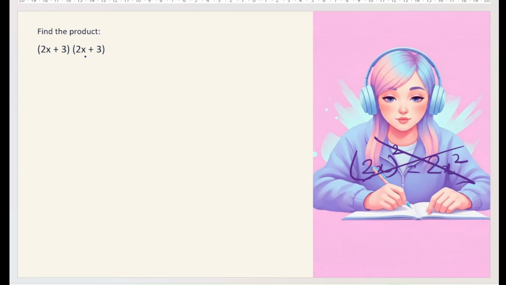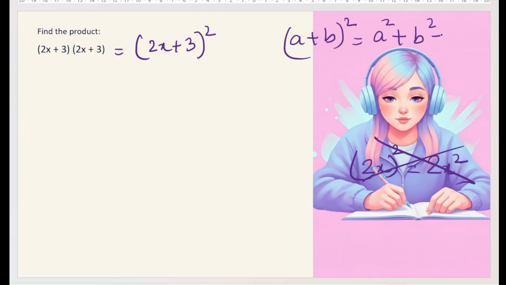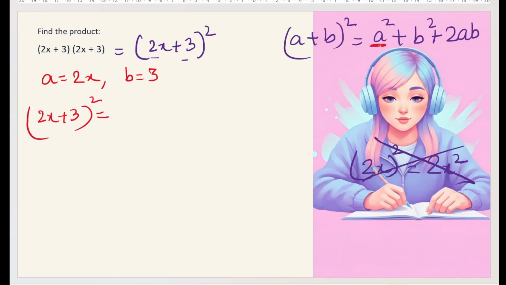So the question is (2x plus 3) multiplied by (2x plus 3), that is equals (2x plus 3) whole square. So it resembles this (a plus b) whole square. And what is (a plus b) whole square? That is equals a square plus b square plus 2 multiplied by first a, then secondly b. So this is (2x plus 3) whole square. What is the value of a over here? 2x. What is the value of b over here? That is 3.